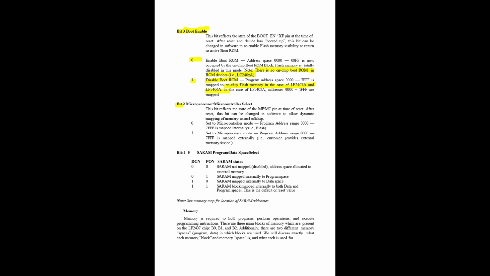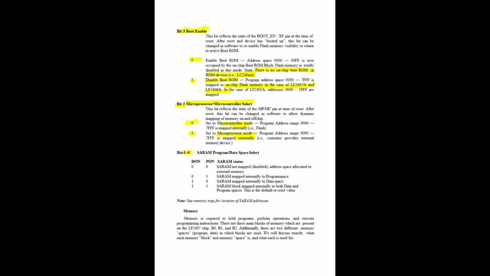Then bit 2. Bit 2 can be selected for microprocessor mode or microcontroller mode. Microprocessor mode means it doesn't have any internal memory. Microcontroller mode means it has internal memory. So here we are talking about the DSP only, but in terms of microprocessor mode or microcontroller mode. Here, if it is 1, what are you going to select? Microprocessor mode. Microprocessor mode means external memory. 0 means internal, microcontroller mode.